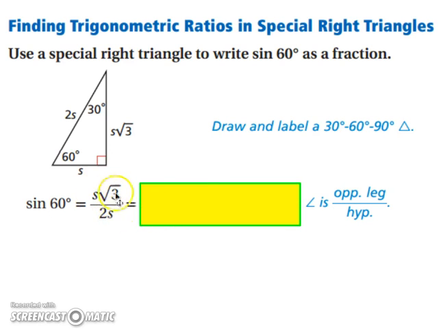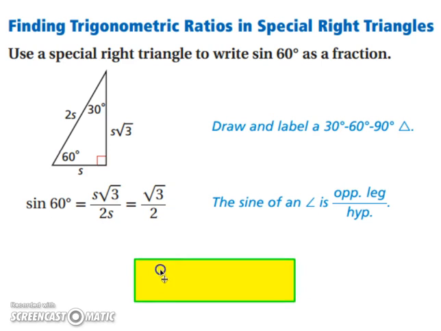But we can simplify this. We have s and 2s down here, so we can simply get rid of our s's and have the square root of 3 over 2. The reason you can do this is there's not a binomial or trinomial. You're just multiplying here. So there's no plus or minus between anything. So that's why you're able to cancel stuff out.